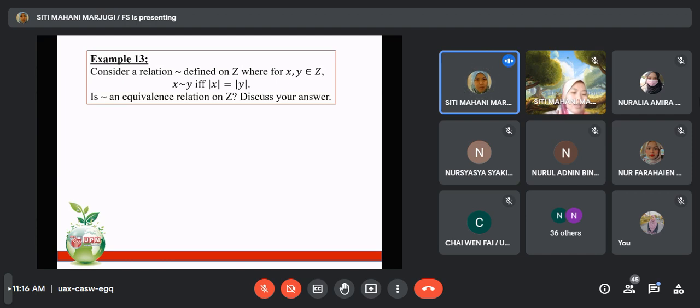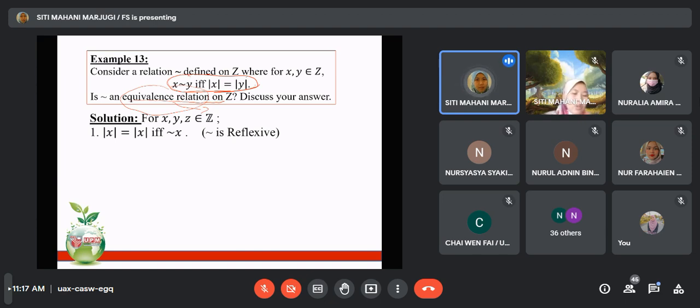Okay, the actual example, if I give you the statement here, this one. You must show this statement is an equivalence relation on Z. So discuss your answer. Okay, to show the equivalence relation, you may show that the relation must be certified as reflexive, symmetric, and also transitive. So kita kena buat one by one to show that. Okay. So you must show the tilde is reflexive.